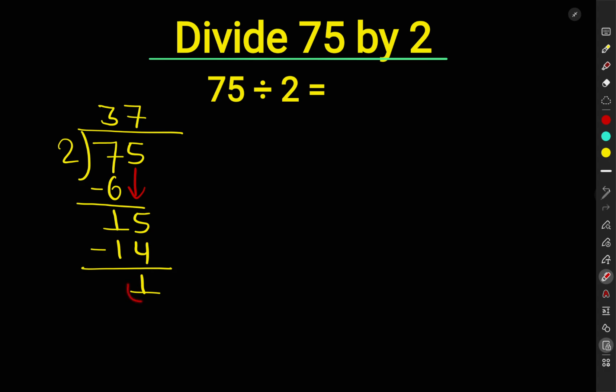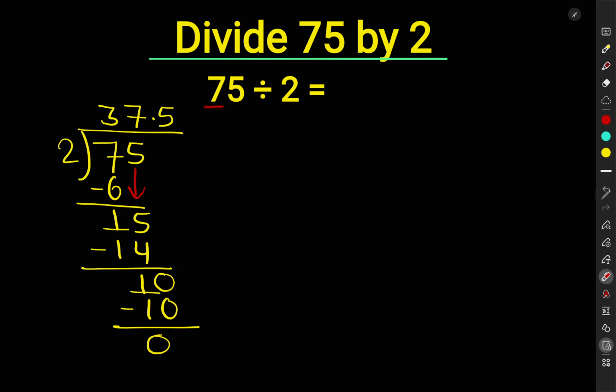So again this 1 is less than 2 and there is no other number beside. So we put here a decimal, so that we keep here 0. So now it became 10. So 2 times 5 means 10. On subtracting we get 0.